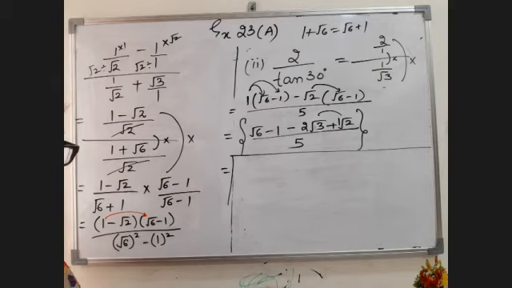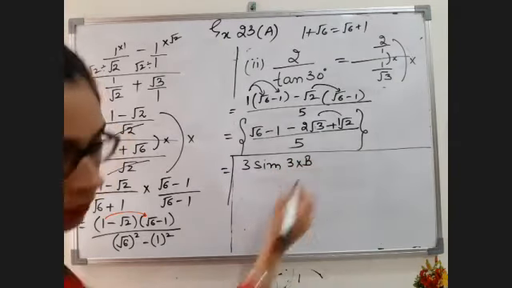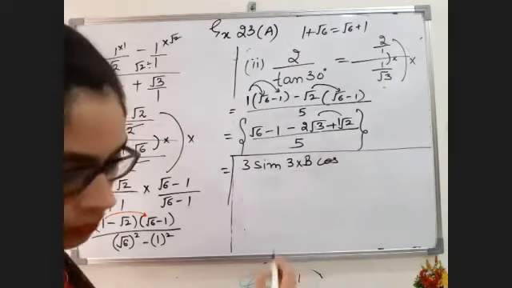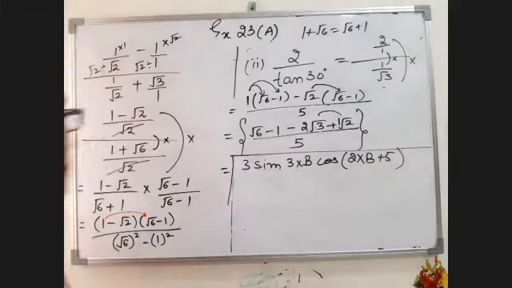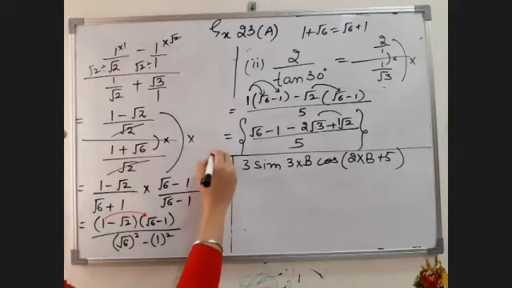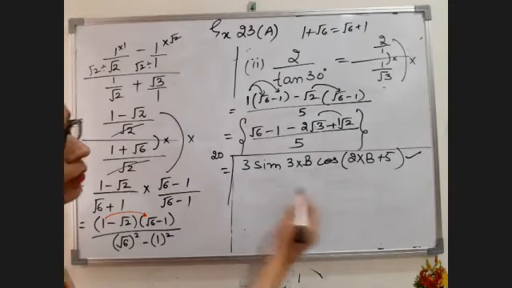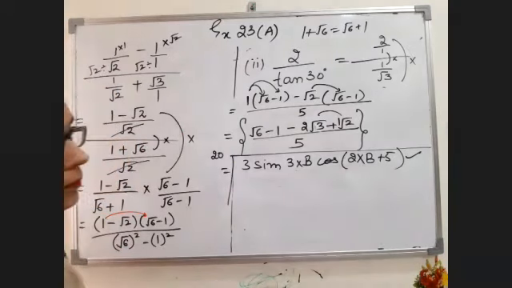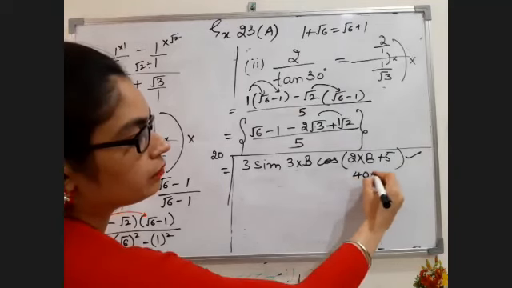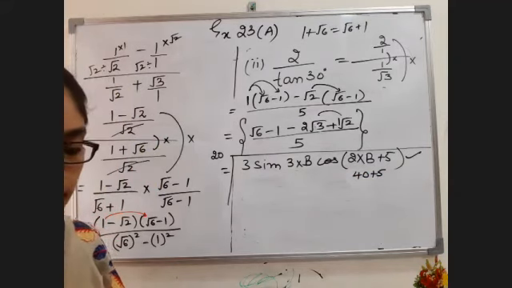The first term is exactly similar: 3 sine 3b, 3b means 3 into b. In the second bracket, if you see, it is cos of 2b plus 5, 2 into b plus 5. So what is the meaning of this? The value of b, second part I am saying: 20 into 2 plus 5. Yes, so 20 into 2 is 40, 40 plus 5 is 45. So write the values this way in the second part.